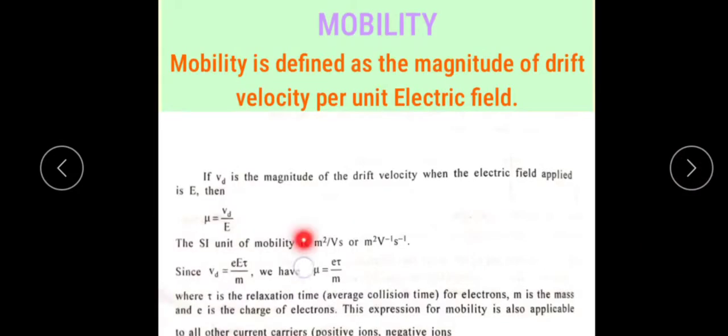This is the expression, mu is equal to e tau divided by m, where tau is the relaxation time, which we already discussed in the last class, m is the mass of an electron, and e is the charge of the electron. This expression for mobility is also applicable to all other current carriers like positive ions, negative ions, holes and so on. That is the expression for mobility.